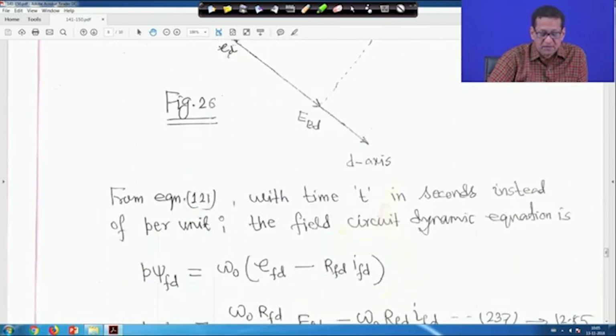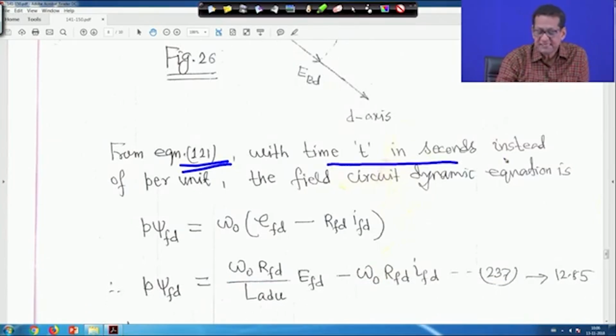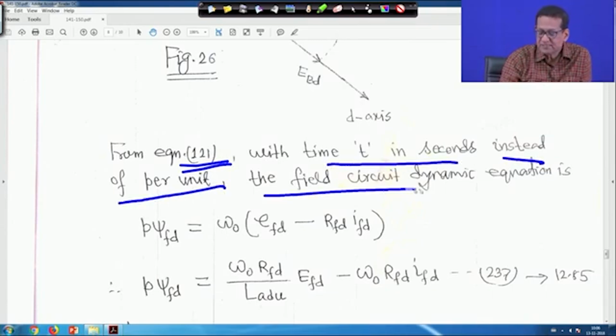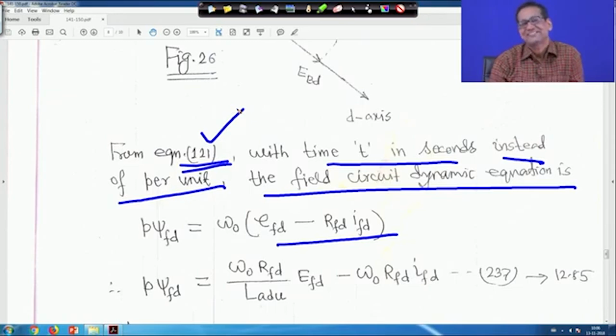So, from equation 121, all these equations have been given before. You go to equation 121 with time t in second instead of per unit, the field circuit dynamic equation can be given as P psi FD equals omega 0 EFD minus RFD IFD. This is from equation 121. I suggest that all the lecture notes will be available to you, just to open it in front of you, because if I want to go back to equation 121, then much time will be lost. This EFD we have multiplied by omega 0, and EFD also defined before, you put it here.